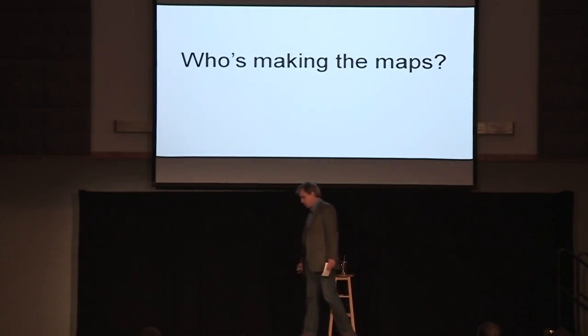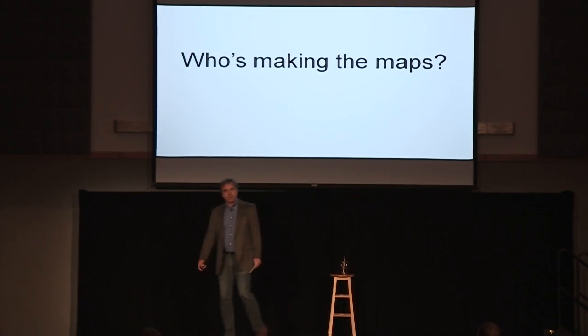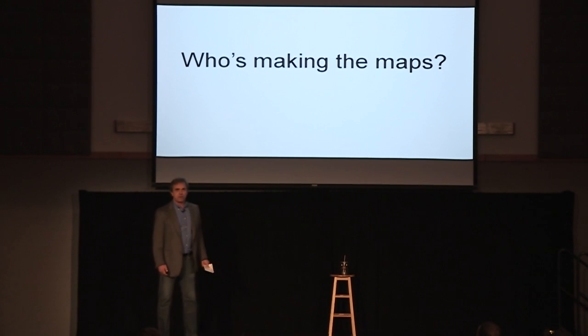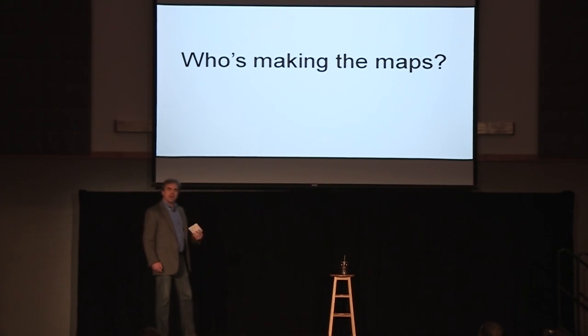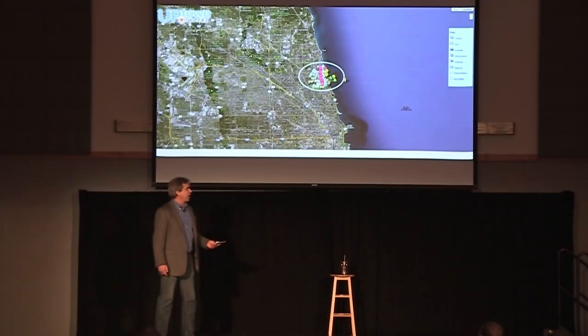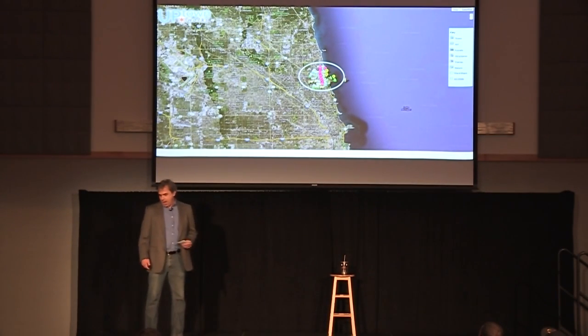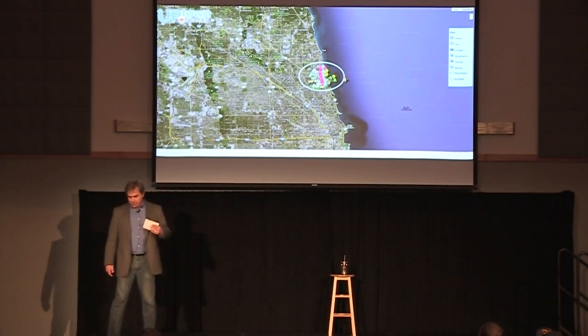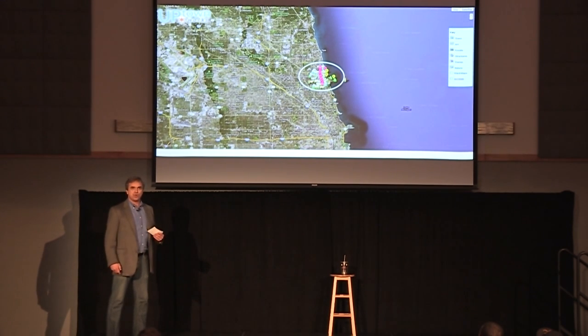So current map makers are thinking in a different way. They're thinking a little more about who the map makers are and what their agenda is, what motivates them. And they're trying to encourage us to think in the same way. And that leads us to community cartography.